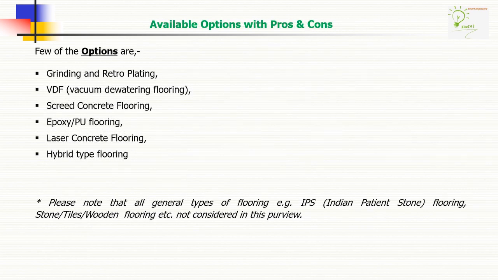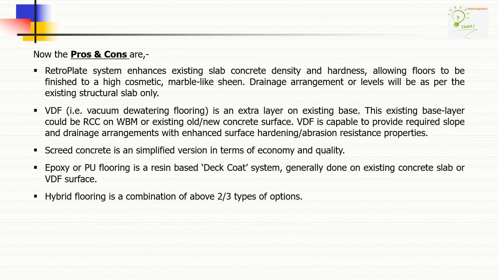Available options with pros and cons. Few of the options are grading and retroplating, VDF, that is vacuum dewatering flooring, screed concrete flooring, epoxy or PU flooring, laser concrete flooring, hybrid type flooring, etc. Now, the pros and cons of each type of above mentioned flooring are mentioned below. Please go through in detail.